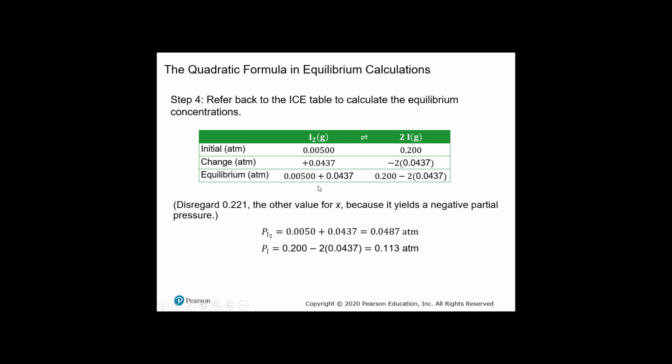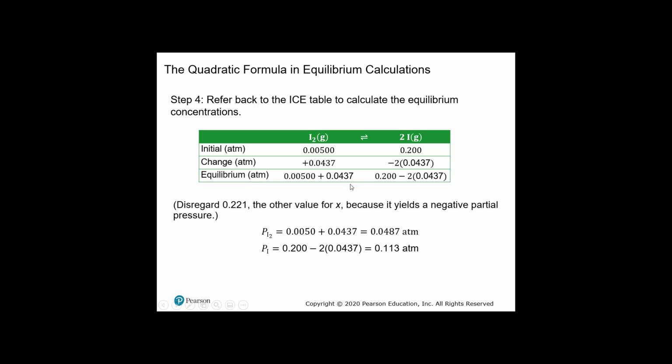So basically, when we start plugging everything in, we realize that this one doesn't work. It's too large, and it yields a negative partial pressure, which we can't have. So this is what's going to happen. One's going to work, one's not going to work, in theory, if you did it right. So we can very easily determine that, okay, that didn't work. We plug in this value, and this is going to give us our values.